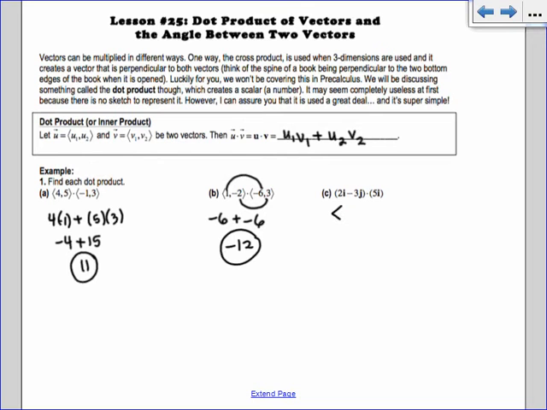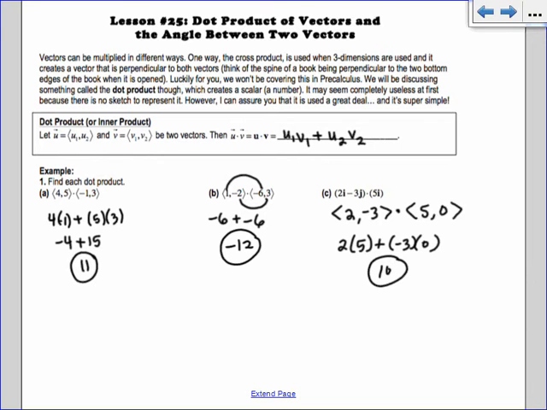It might be a little more difficult when you see it in the ij form. So if you write 2 comma -3, and then take the dot product with 5i and 0j, so 5, 0, then we're going to have 2 times 5 added to -3 times 0. So our dot product is 10.